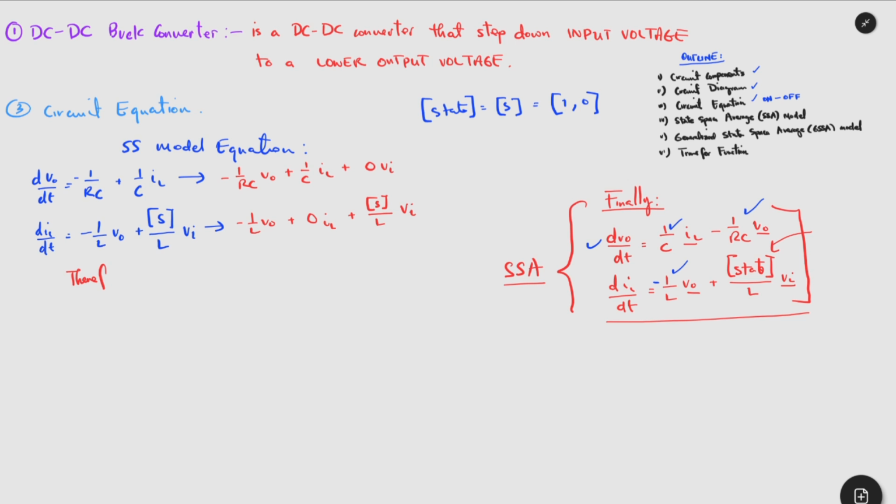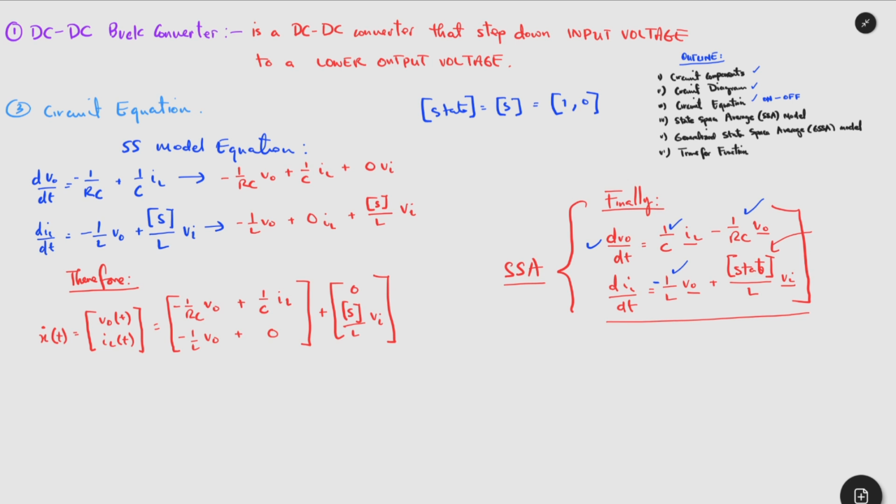So therefore, in terms of the state space model equation in the time domain, we now have x t equals v naught t and il t equals minus 1 on RC V naught, plus 1 on C il, and minus 1 on L V naught plus the 0, and we have the state S on L multiplied by VI.